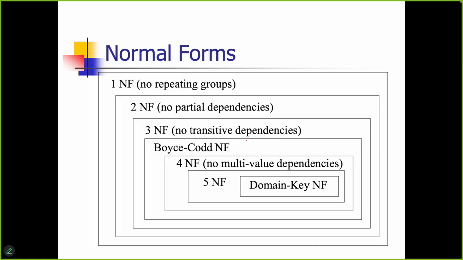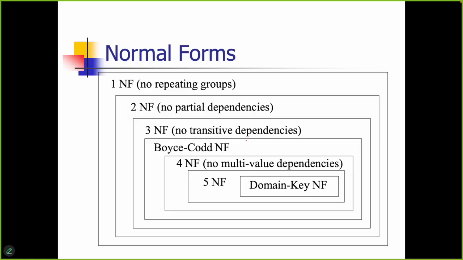And then we also have other forms of normalization, like for example BCNF, which is a stronger version of 3NF, ensuring that, for example, only keys can determine other columns. We have 4NF, removing all multi-valued dependencies.